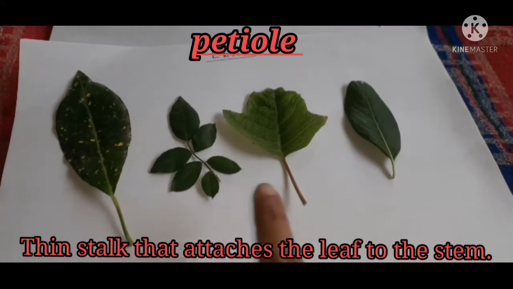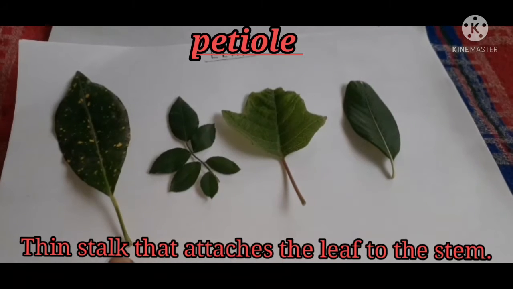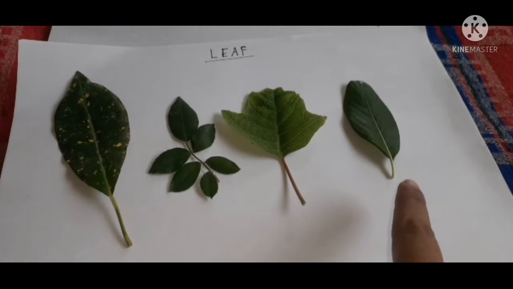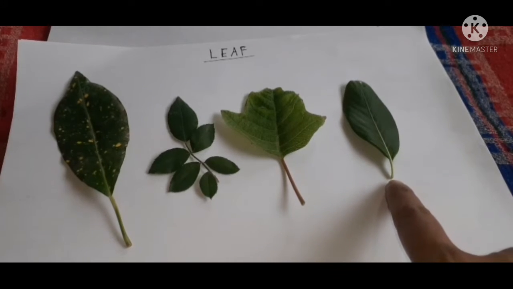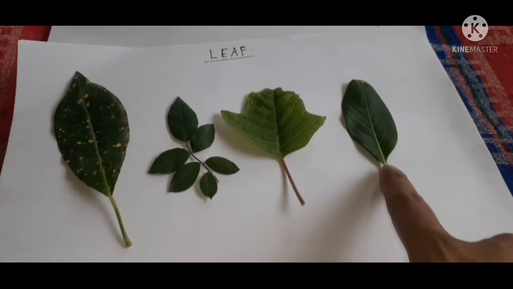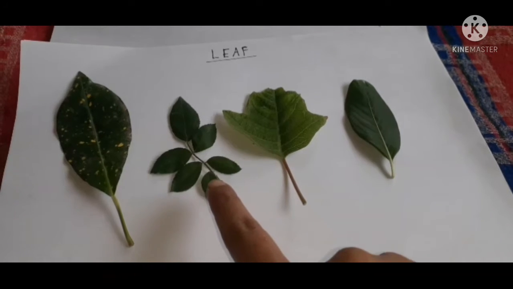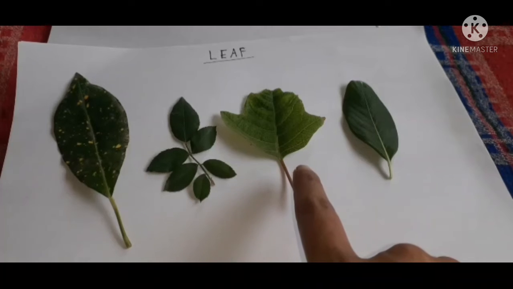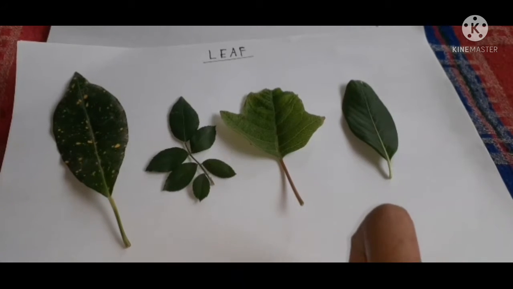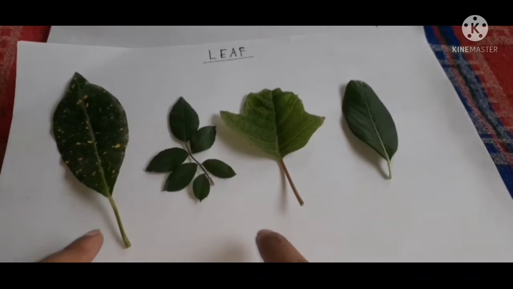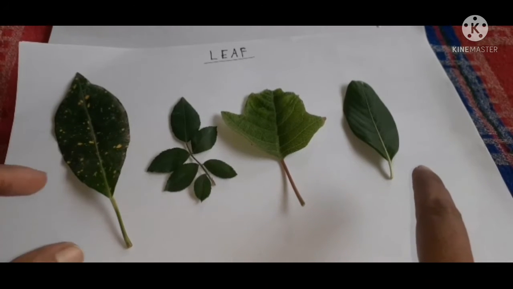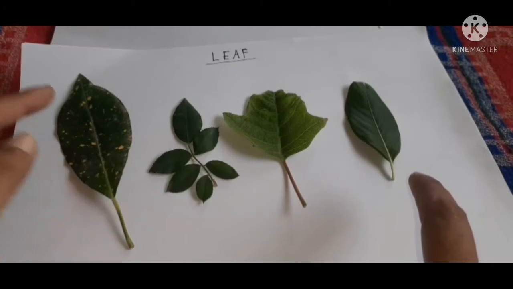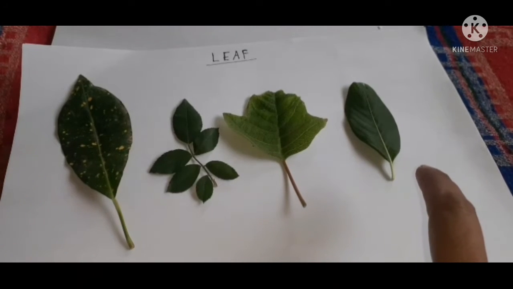We have 4 leaves from different plants and we can compare the size of petioles in these leaves. This is minimum in this leaf. This is the leaf of vinca plant. And this is the leaf of rose plant, and these leaves are some indoor plants, right? So the size of petiole differs from plant to plant. The main function of petiole is to attach the leaf part to the stem of the plant.